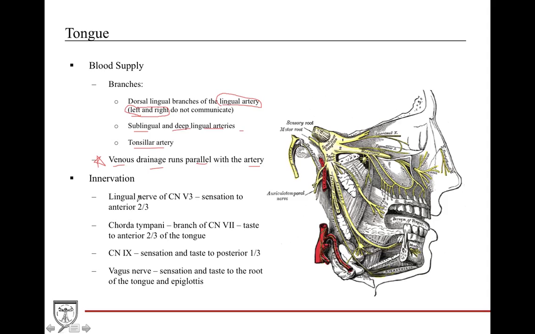In terms of innervation to the tongue, you have your lingual nerve, which is from the mandibular, which provides just sensation to the anterior 2/3. You have your chorda tympani, which is a branch of the facial that provides taste to the anterior 2/3. Then you've got your glossopharyngeal that does both taste and sensation to the posterior 1/3. And of course, vagus, gotta include vagus, can't exclude it, has a little bit of sensation, a little bit of taste to really far back in the posterior aspect of the tongue as well as the epiglottis.